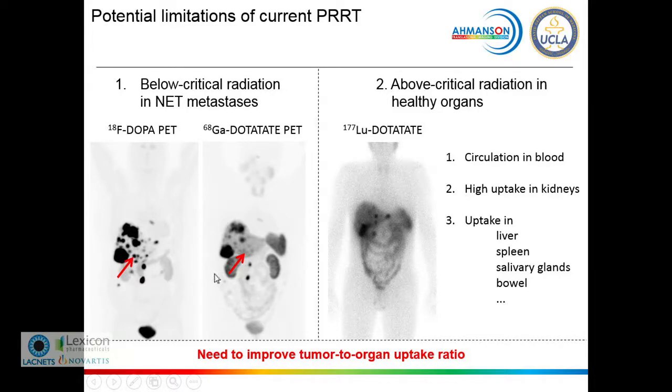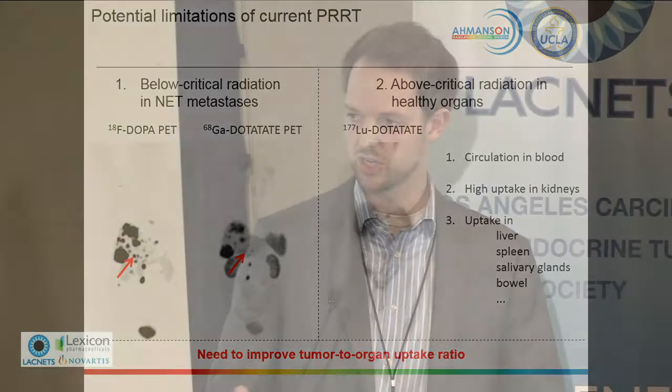However, if dotatate PET is performed, so if you look at the somatostatin receptor, at our target that we want to treat, we see that a certain number of these lesions, especially inside the liver, don't really express the somatostatin receptor. And those lesions are prone to receive a below critical amount of radiation that might not be therapeutic to kill those cells and to inhibit future tumor growth. That's one of the major potential limitations of current PRRT, that our target is just not there in the lesions that we want to treat.